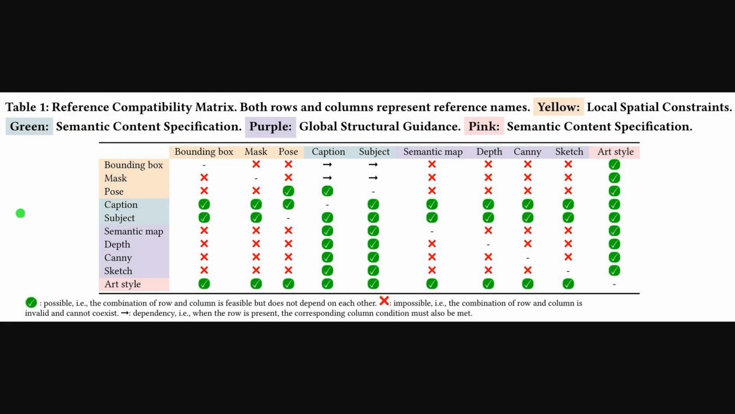Next, this table lays out the reference compatibility matrix, which tells us which visual cues can coexist, which ones depend on others, and which pairs are forbidden. You can see green checks for feasible pairs, red crosses for conflicts, and arrows for dependencies. Notably, masks and bounding boxes require a caption or a subject, because those spatial hints must point to a named object. Style and caption are universally compatible, while global structure cues like depth and semantic maps avoid overlapping with each other.